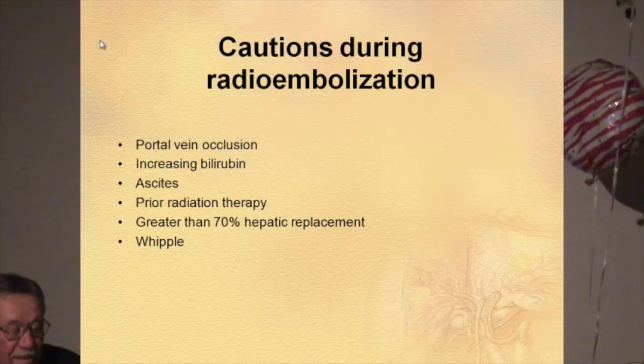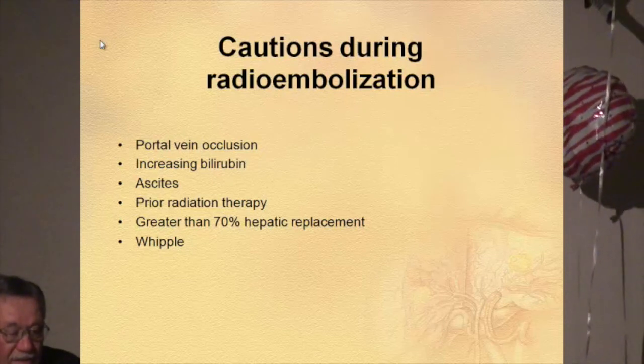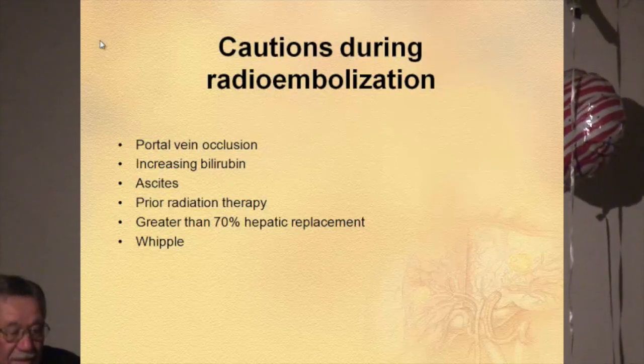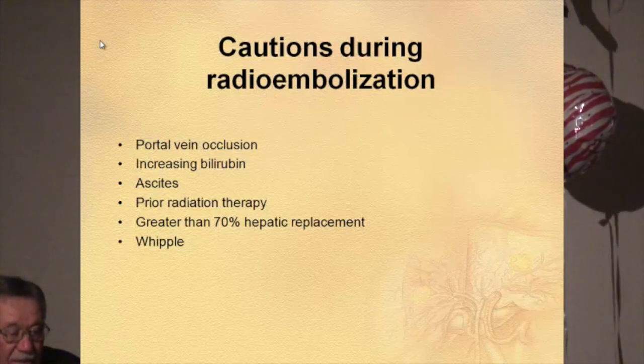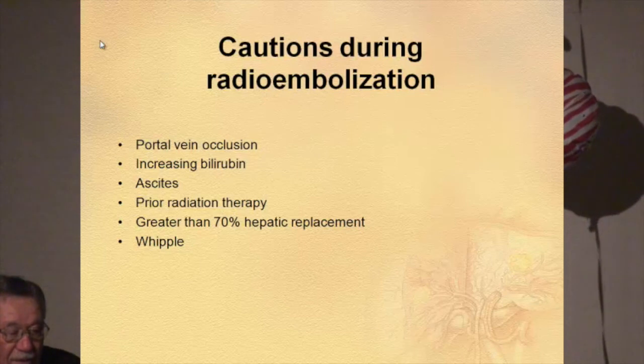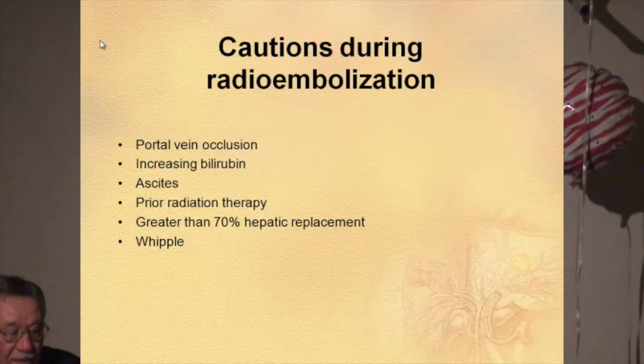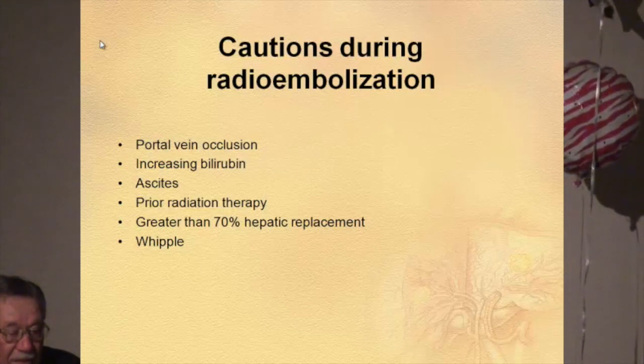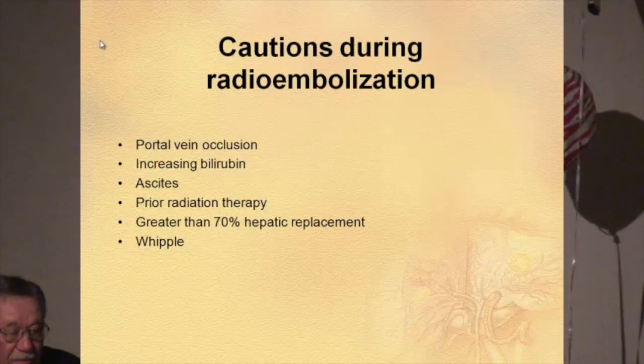Portal vein occlusion. This is that big blue vein. If that's blocked off, you really can't do chemoembolization or bland embolization. You can treat with radioembolization, and there are papers showing that. Increased bilirubin. I think you need to be careful with any liver-directed therapy if the bilirubin is elevated.